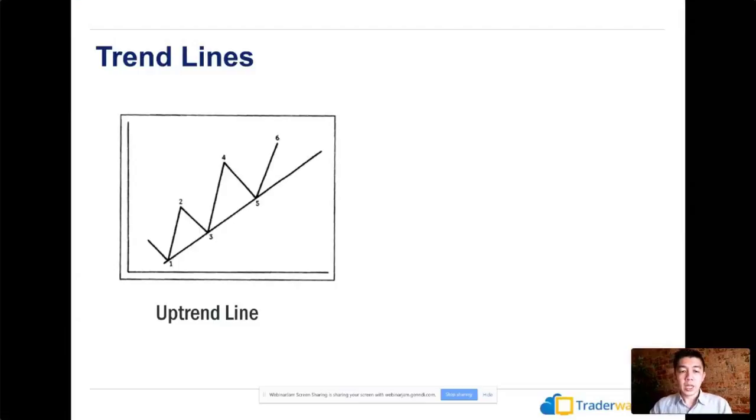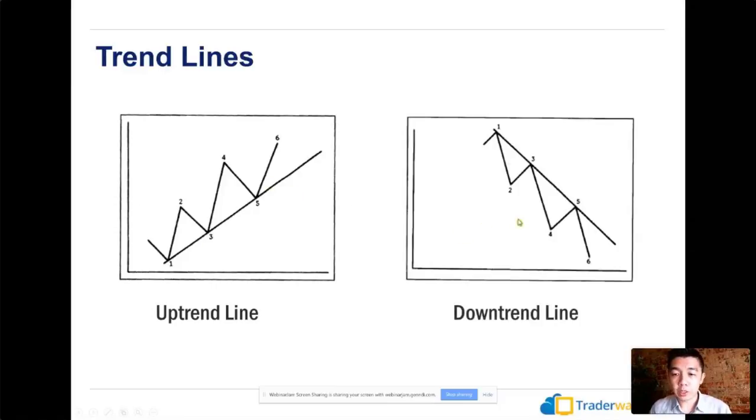So trend line. This is an example of an uptrend line where, as you can see at points 1 and 3, there's a bounce and there's a line going up. So this is how we identify or draw an uptrend line. And this is an example of how we draw a downtrend line, just to refresh your mind about how a downtrend line works.